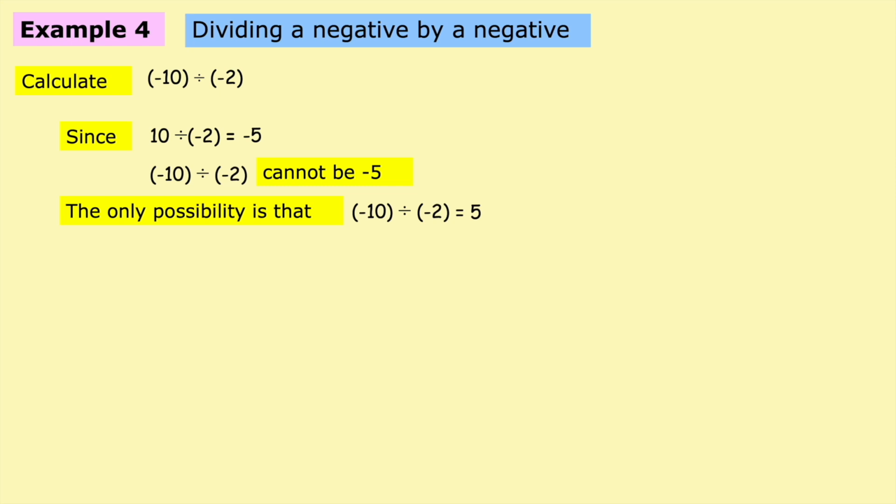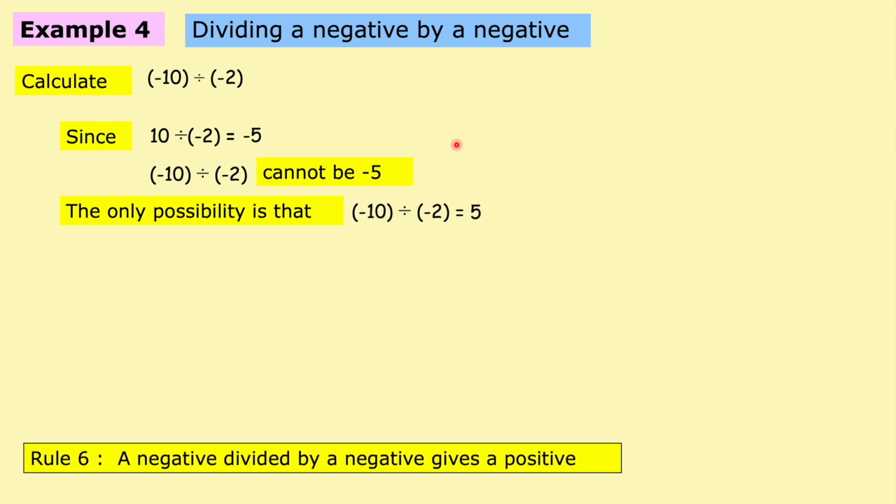We're also thinking about the fact that division is the opposite of multiplication. So if we are dividing negative 10 by negative 2, what do we need to times negative 2 by to get negative 10? Well, negative 2 times positive 5 will give us negative 10.